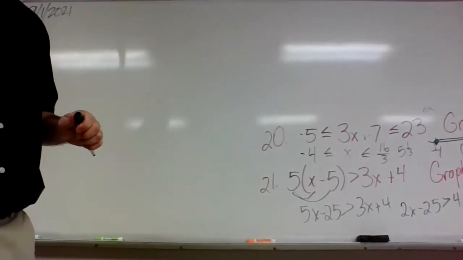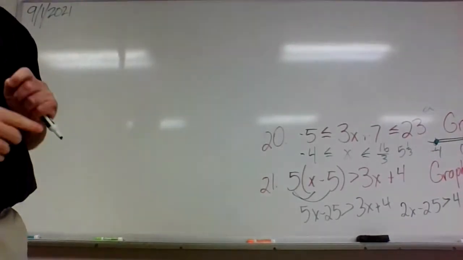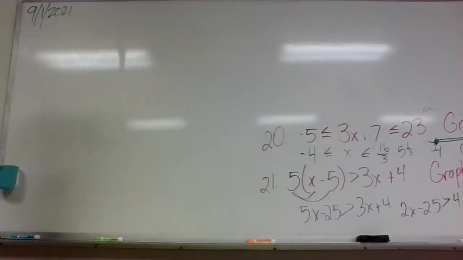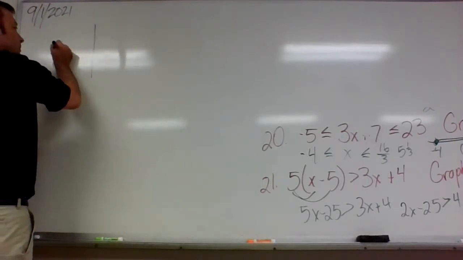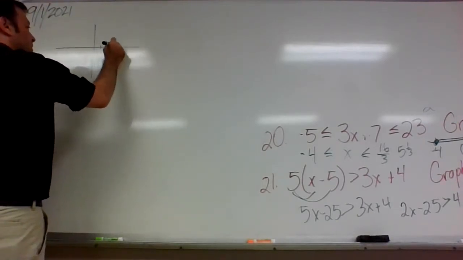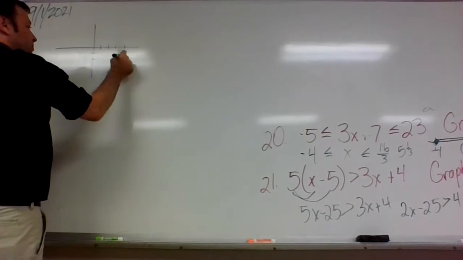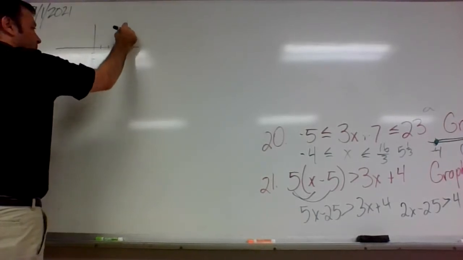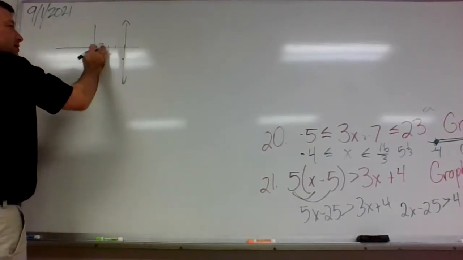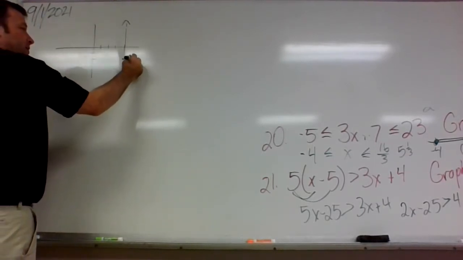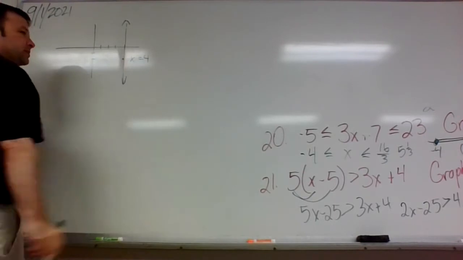Number 9 says write an equation of the vertical line through (4, -2). What does the equation of a vertical line look like? X equals, so would it be x equals 4? Yeah, so (4, -2) would be right there. What's the equation of this line right here? X equals 4. All the x values on that line are 4, so it's called x equals 4.